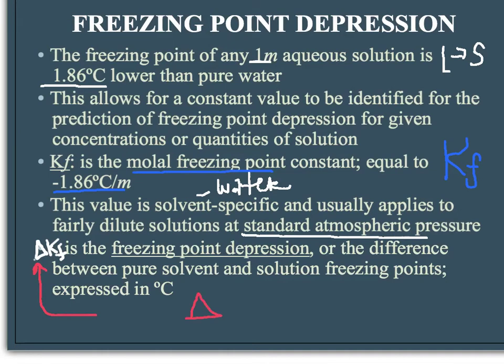It's delta. For scientific purposes, we use delta to represent any change. So delta Kf represents the change in freezing points between pure solvent and a solution that includes the same solvent. We'll do some calculation practice with that in class.